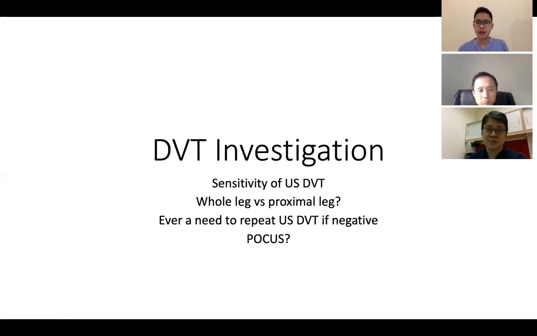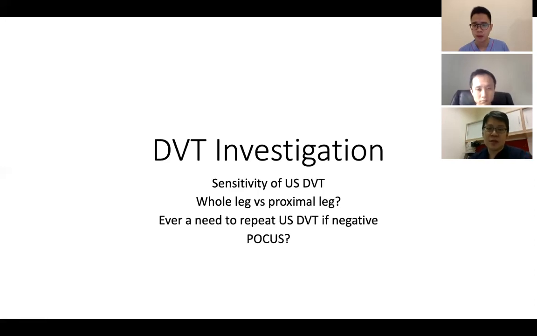The next question is about investigations for DVT. So I guess it's more pertinent to the first patient. So the first question is general of ultrasound DVT, and I also understand that there's a whole leg and proximal DVT scan. So when is which done? And do we ever need to repeat if it's negative, let's say?